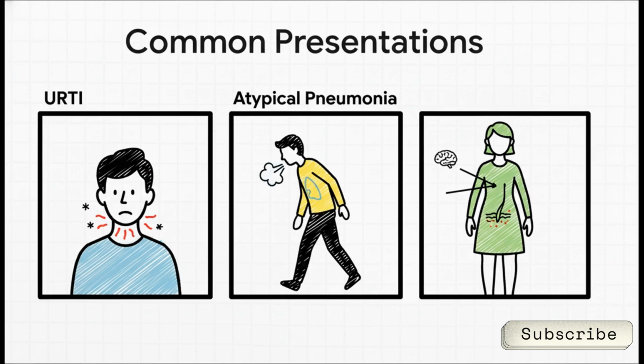But don't forget these rare but high-yield complications. It can mess with the nervous system, causing things like Guillain-Barré, and even trigger severe skin reactions like Stevens-Johnson syndrome.